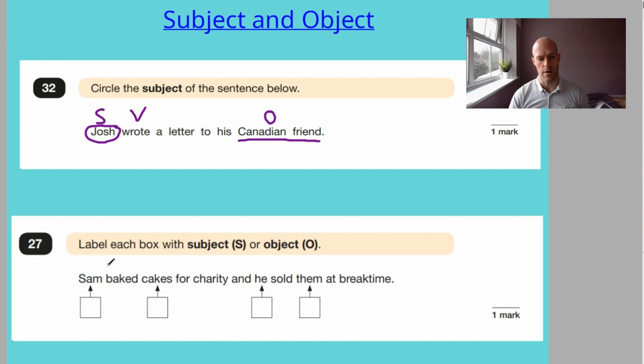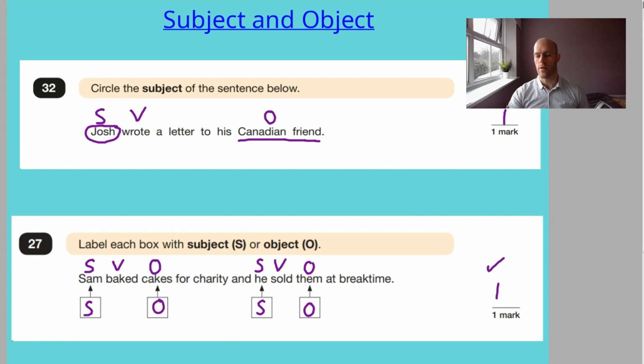Label each box with a subject or object. Let's do verbs first. So baked. Sam baked cakes for charity and he sold them. Who was doing the baking? Sam. What was being baked? Cakes. Who was doing the selling? He. Them. Let's fill that in. Got them all right. Well done us.